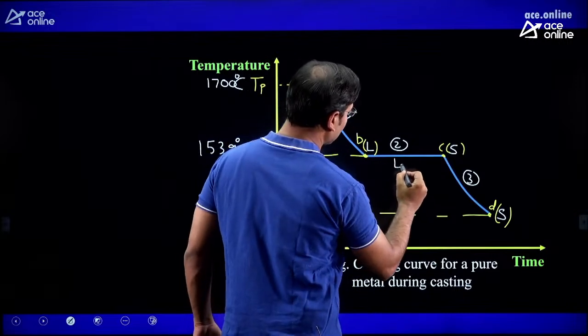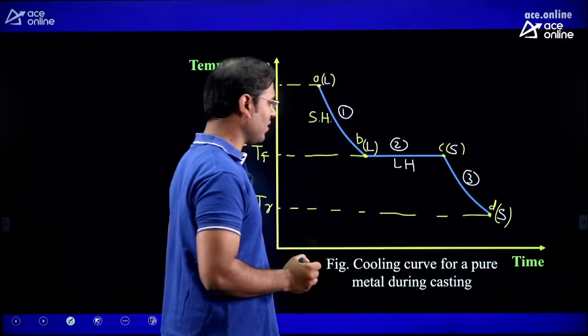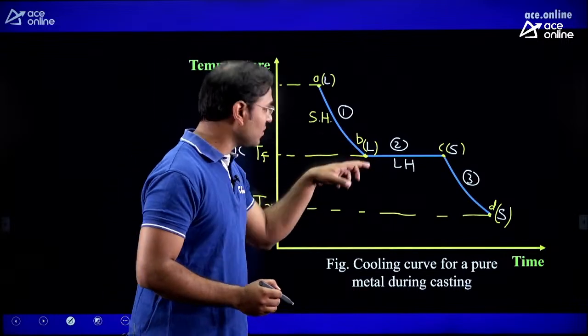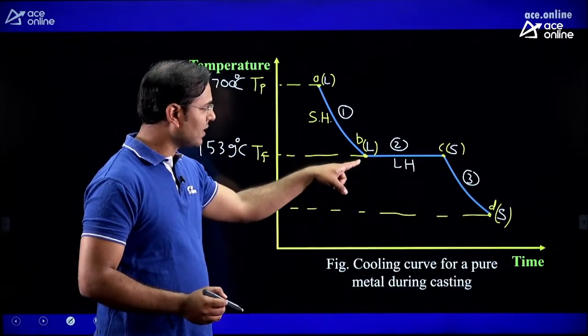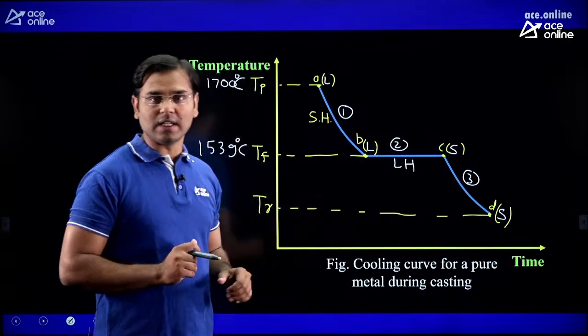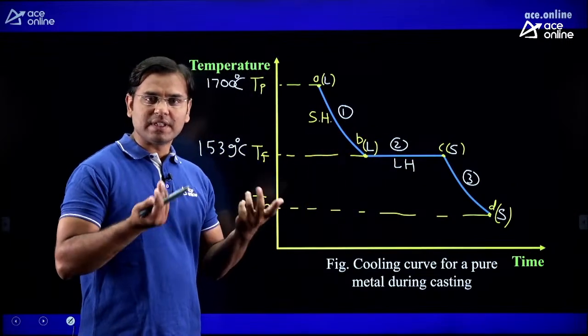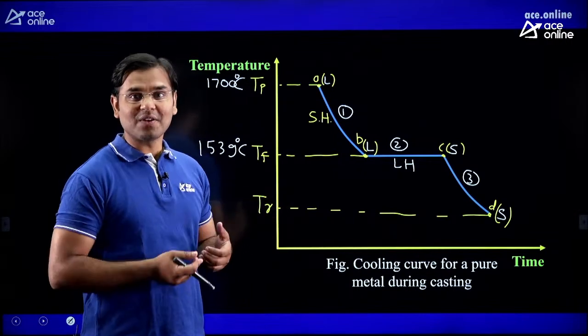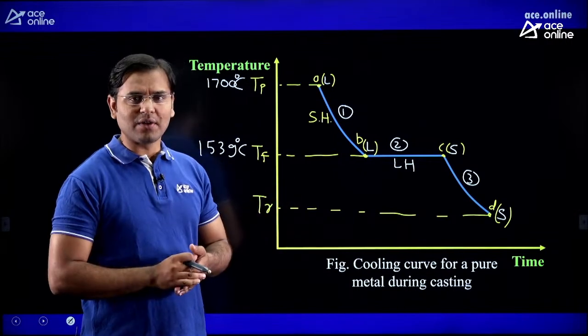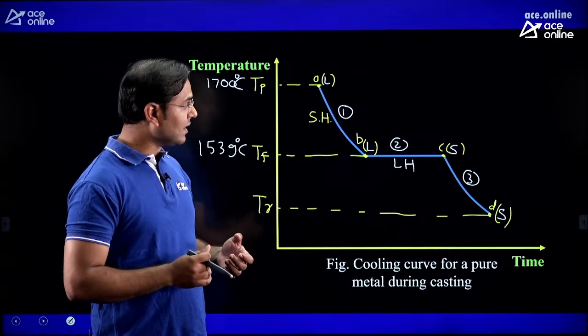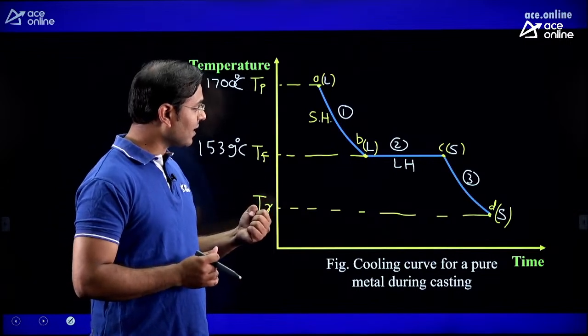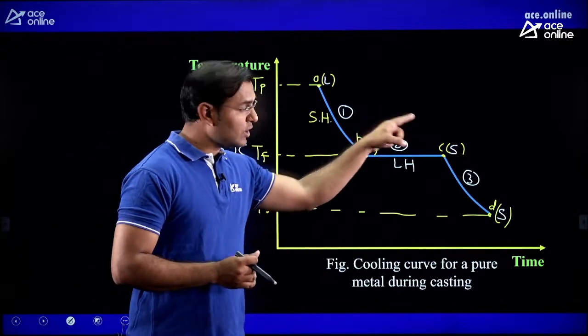Next, we can say that the latent heat loss. What is meant by latent heat loss? In stage 2, you can see that at point B there is liquid, and at point C there is solid. This liquid is converted into solid in stage 2. Which heat loss is there? Latent heat loss is there. Why is latent heat loss there? Because you can see here that the phase is going to change.